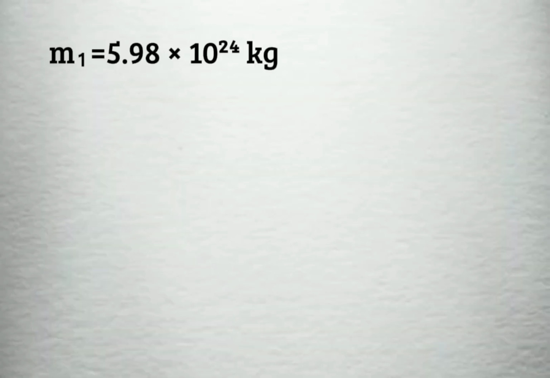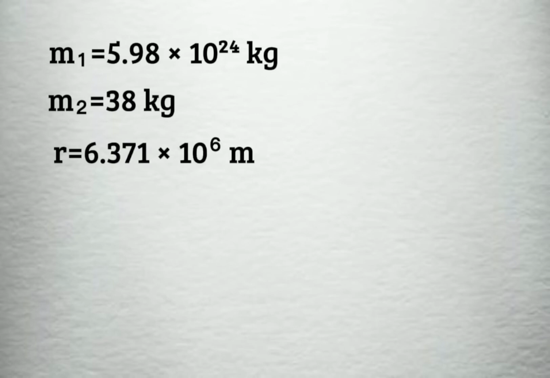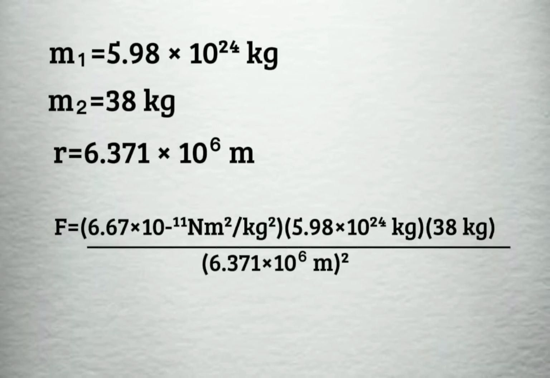What about the gravity between me and Earth? The mass of the Earth is 5.98 times 10 to the power of 24 kilograms. As for mine, it is 38 kilograms. Suppose I am standing at ground level, a distance of 6.371 times 10 to the power of 6 meters from Earth's center. Again, let's substitute all these values.